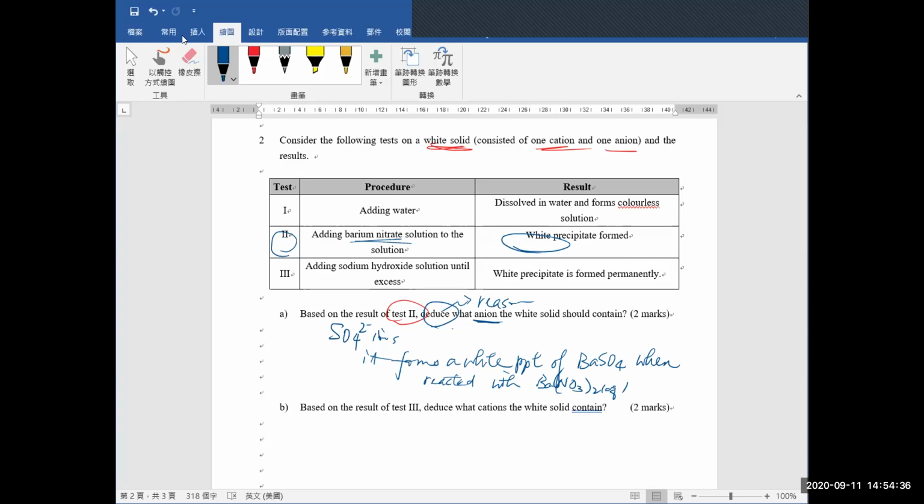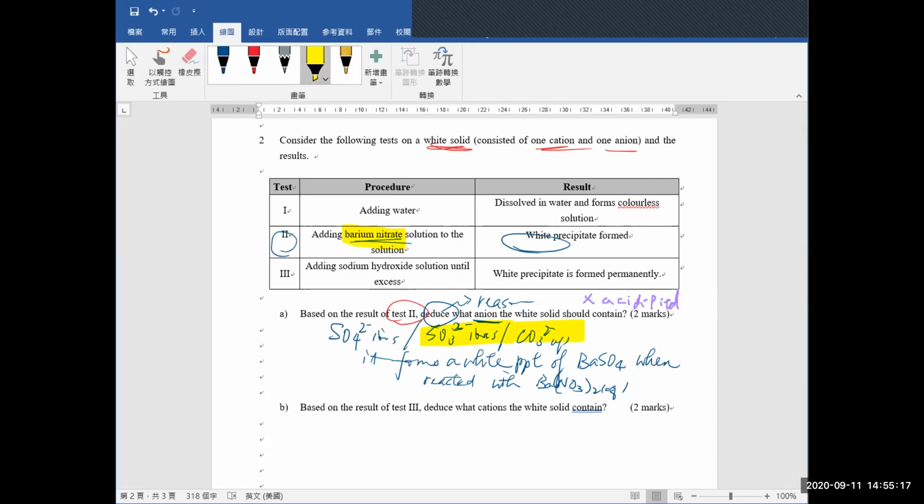Carbonate, sulfite, yeah, sulfite, carbonate. Carbonates, you will see that. Carbonate, sulfite, sulfate. Why would I have those 2 more possibilities? Tell me. Because they can all react with barium nitrate to produce a white precipitate. Yeah, and this is something incomplete while we do the chemical test.